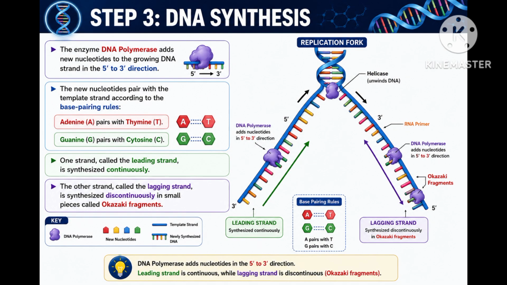Step 3. DNA synthesis. The enzyme DNA polymerase adds new nucleotides to the growing DNA strand in the 5' to 3' direction. The new nucleotides pair with the template strand according to the base pairing rules. Adenine pairs with thymine, guanine pairs with cytosine. One strand, called the leading strand, is synthesized continuously. The other strand, called the lagging strand, is synthesized discontinuously in small pieces called Okazaki fragments.